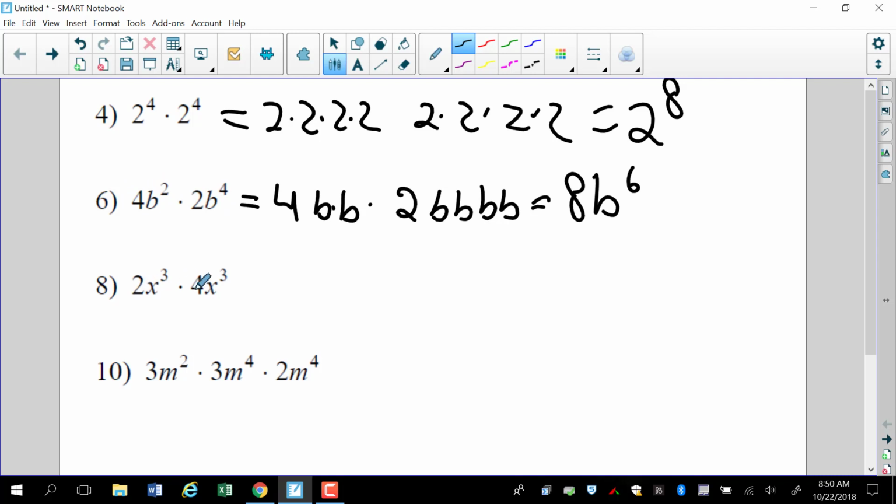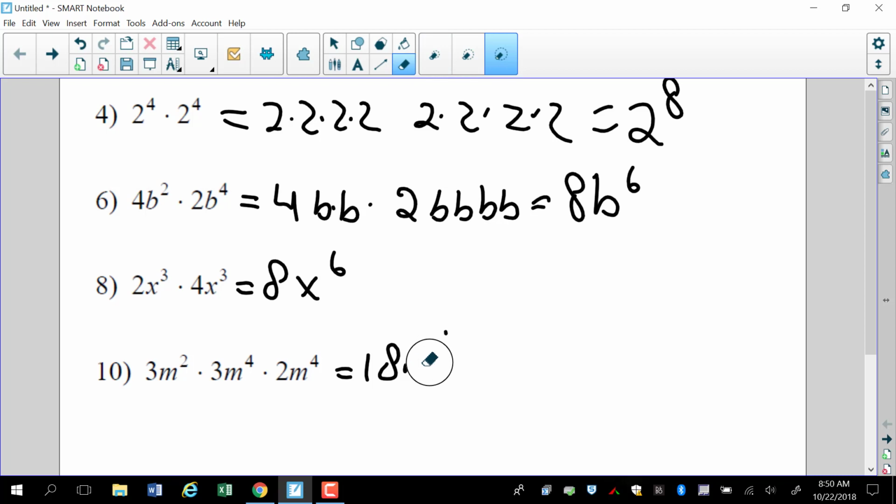So for here, 2 times 4 is 8. Then you can add the exponents and get x to the 6th. 3 times 3 times 2 is 18. Then we have 2 powers, 4 powers, 4 powers, which gives us 10 powers of m. I'll clean that up for you. M to the 10th.